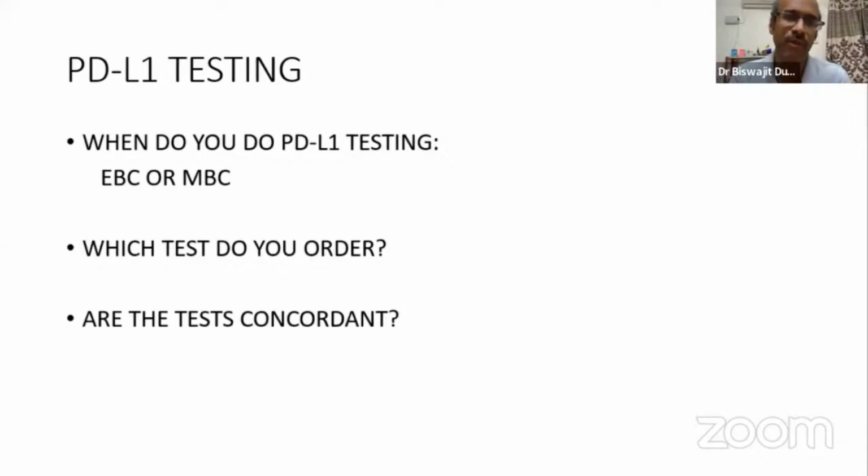And if you are doing the test, then the companion diagnostic to pembrolizumab is the 22C3 test. And are the tests concordant? There is clear-cut evidence that they are not concordant. You need to do the diagnostics depending on the drug which you are using. For example, atezolizumab has a different antibody, and you have a different antibody for pembrolizumab.